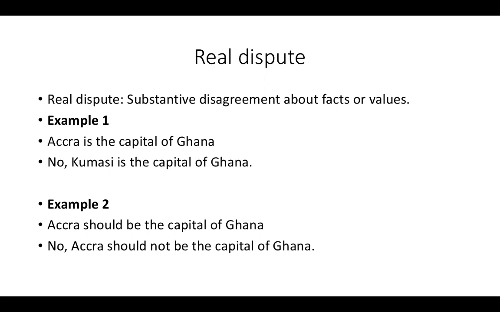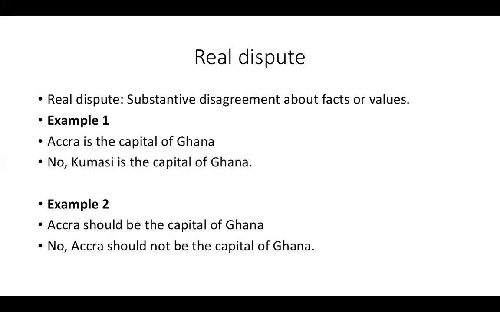For instance, if we are engaged in an argument about which part of Ghana should actually be the capital, and someone says Accra should be the capital, but other people disagree and say that Accra should not be the capital or should not have been the capital, then that's a value disagreement, because it's a disagreement about people's preferences. Not really a disagreement about what is right and wrong, but a disagreement about which town people think it is most efficient for Ghana to make its capital.